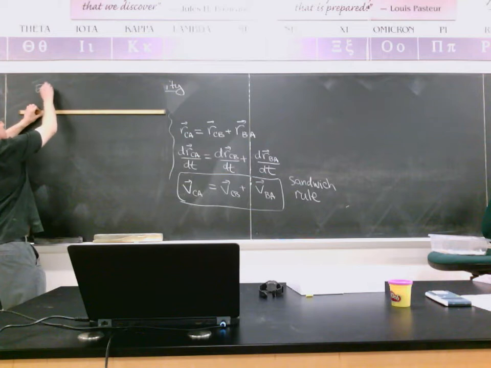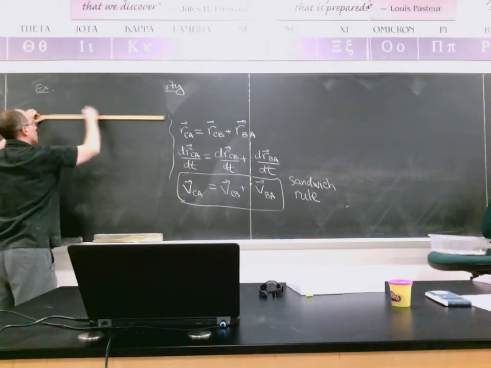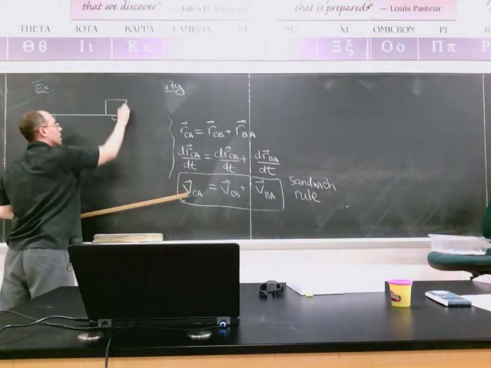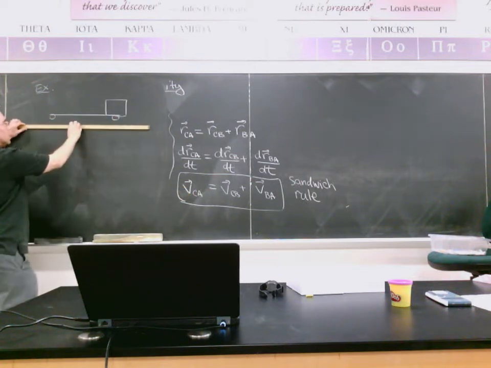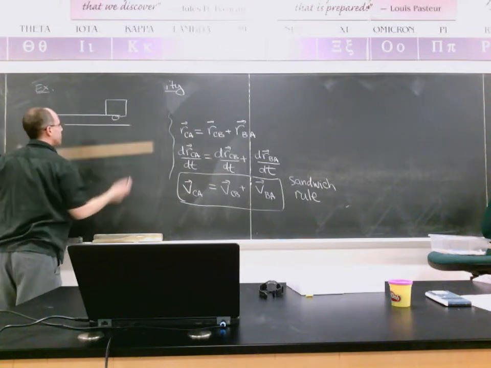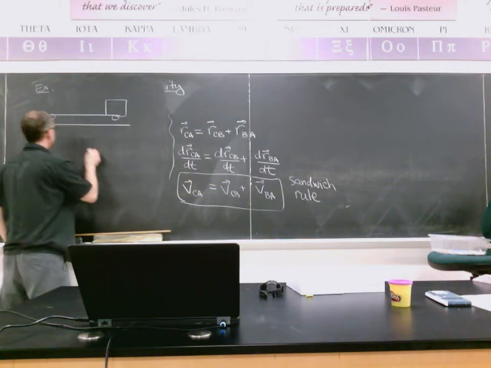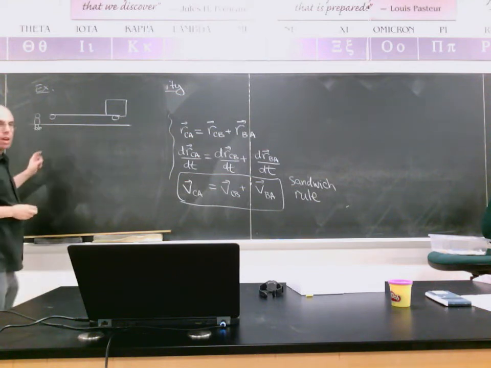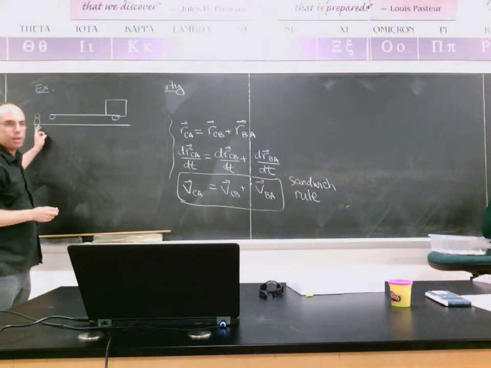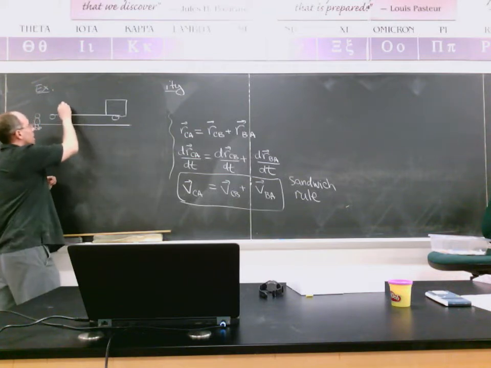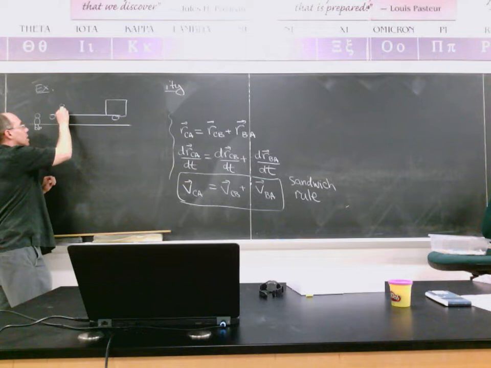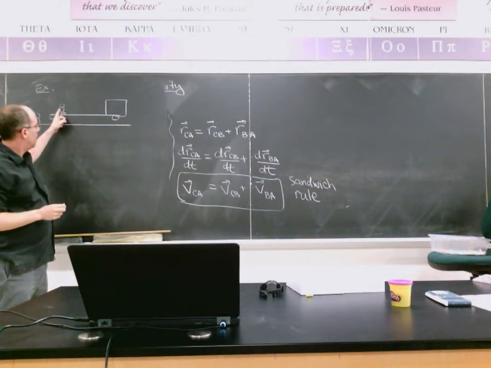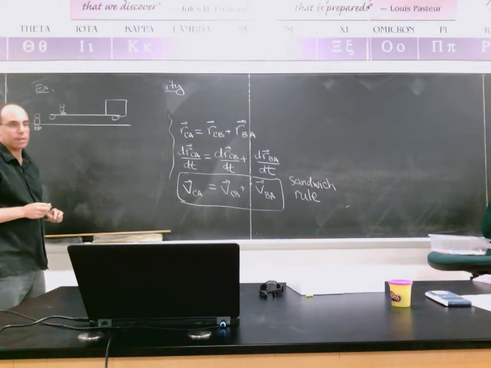Simple example here. Let's say we have a flatbed truck and a road. So we have a pedestrian standing on the side of the road here. And on the truck, we'll have a jogger. And the jogger is running from the back of the truck towards the front, okay?